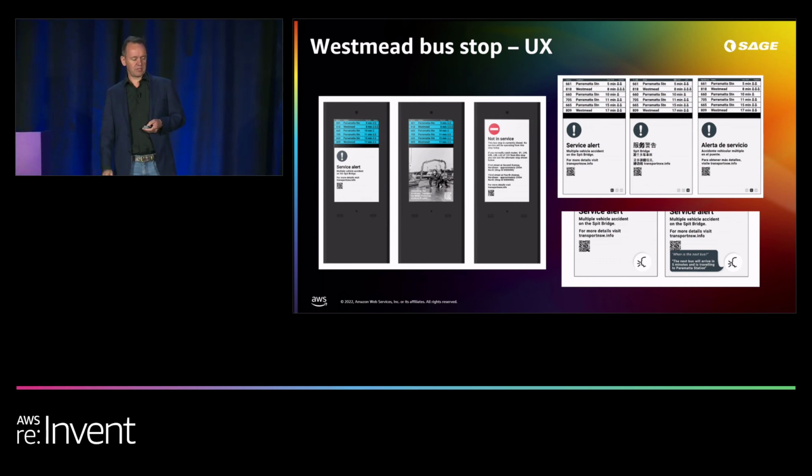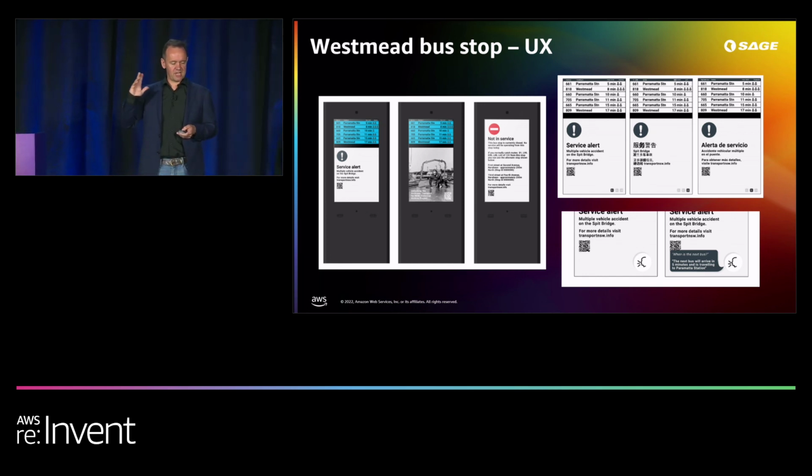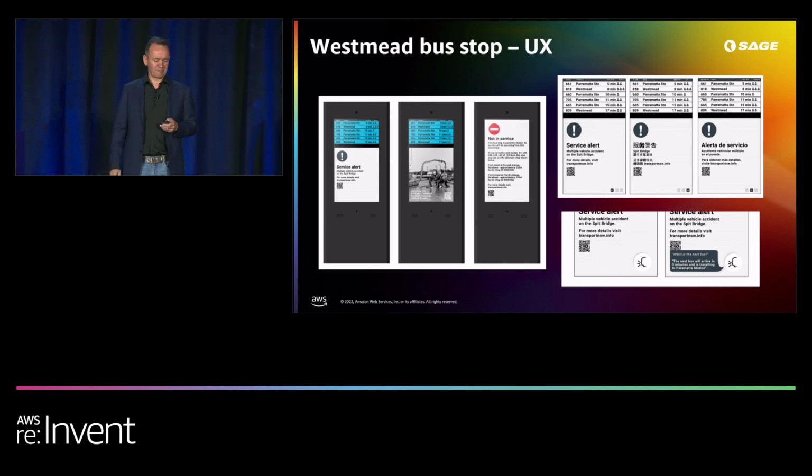And on those displays, they showed the timetable, they showed alerts, so if people were going to miss a bus stop, or the bus was going to go past, they could see that if there were any service alerts and that type of thing.